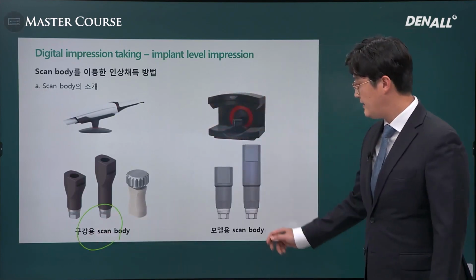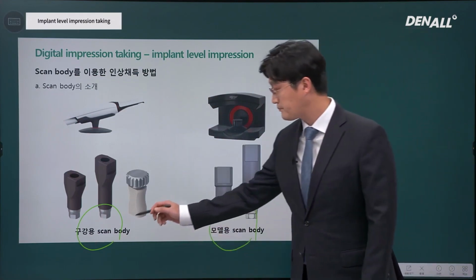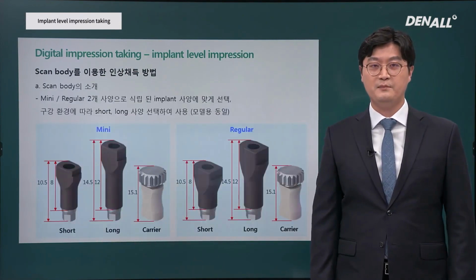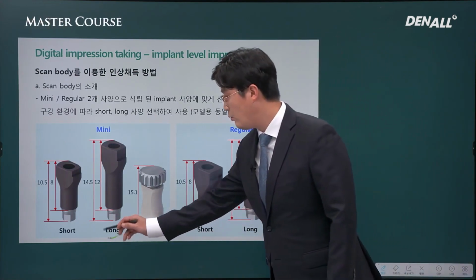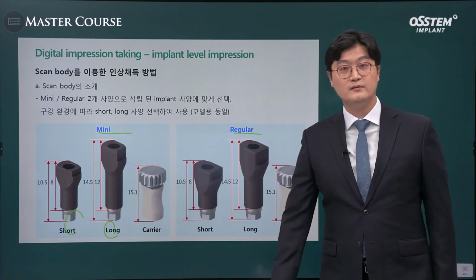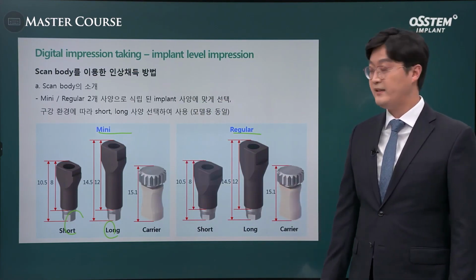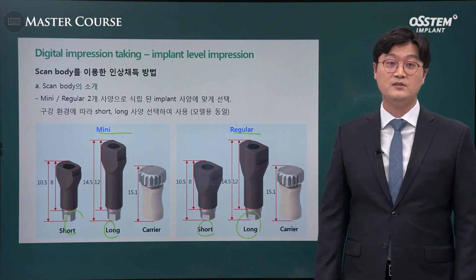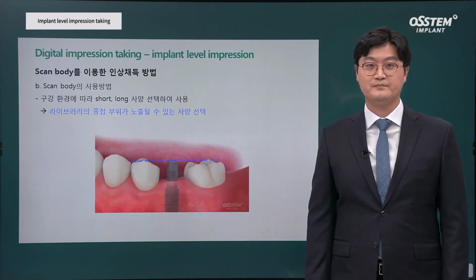Scan bodies. There are scan bodies used in a mouth and scan bodies used for a model. So in the mouth of a patient, we need to use this for scanning. Scan bodies come in long type and short type, mini and regular types. For 100% of implant prostheses, I use digital impression taking and I only have the long type. The short one is hard to connect when an implant is placed deep, so I only use the long one.